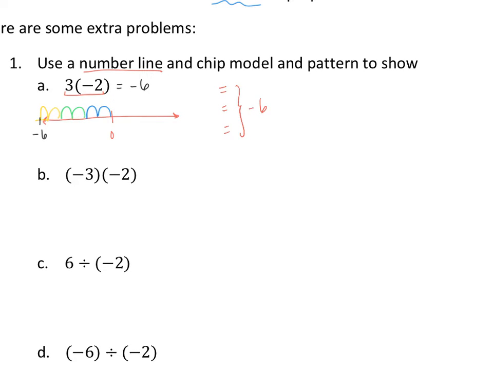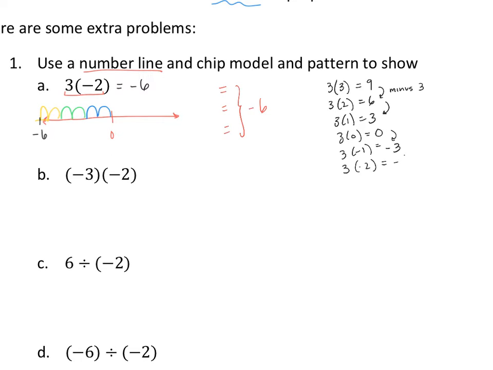Now by patterns, that's looking at things that we already know. So we've talked about whole numbers. So we already know 3 times 3 is 9. We know that 3 times 2 is 6. And we know that 3 times 1 is 3. And so each time you're subtracting 3. 3 times 0 then would become a 0. 3 times negative 1, if we're going to subtract 3, then 0 minus 3 will be negative 3. And then 3 times negative 2 will be negative 6. So that's using our patterns.